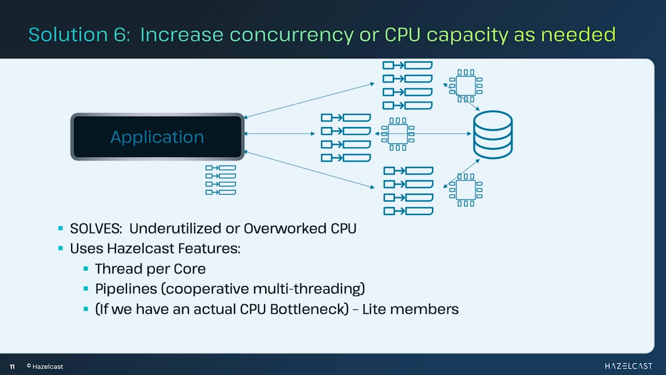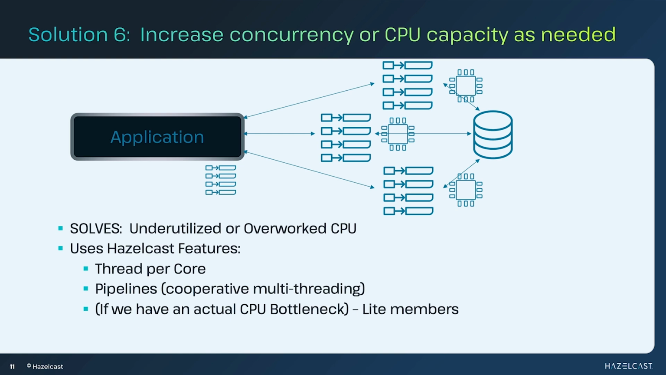Jet pipelines is another way we can distribute work across available CPUs. We'll take your pipeline, which is a declaratively defined workflow, and break it into tasklets, which are then distributed to all nodes and processors. A cooperative multi-threading model schedules these tasklets, ensuring that all CPUs are effectively used when there's work to be done.